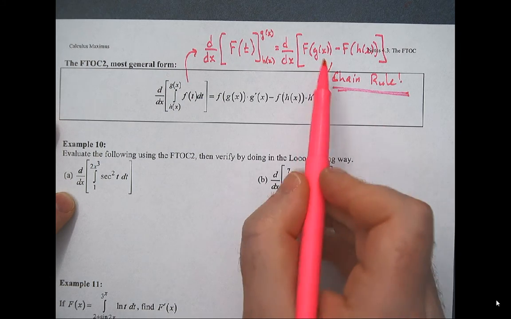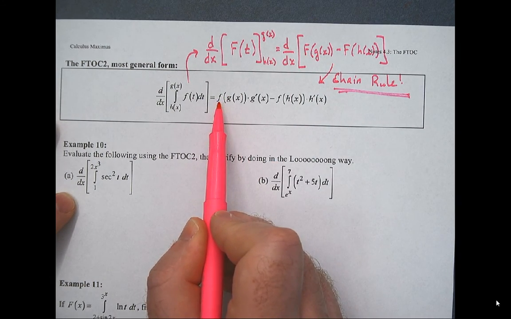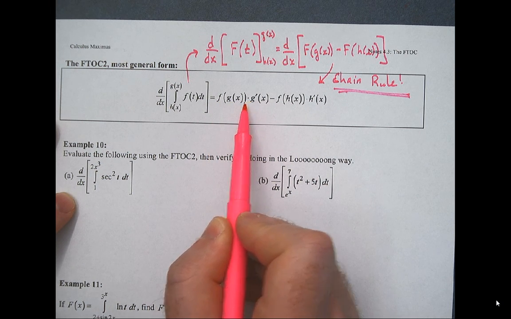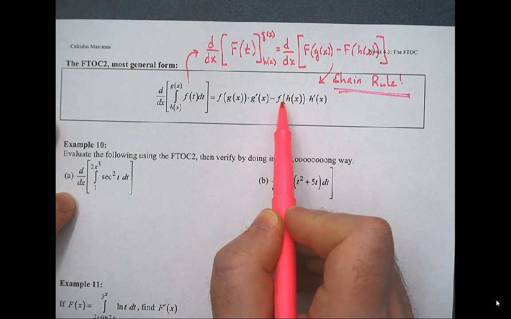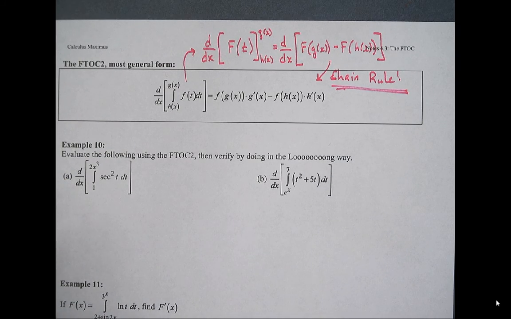Chain rule. So that would be f prime. So f prime turns it back into little f of g of x times the derivative of the inside. Minus what's the derivative of big F? Little f of h of x times the derivative of the inside. So let's try an example here.